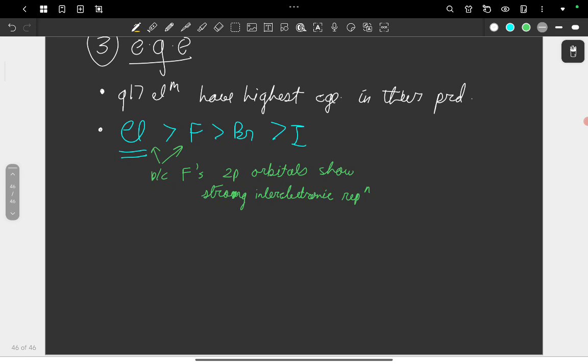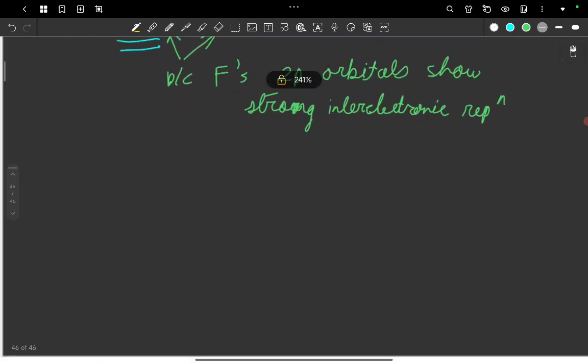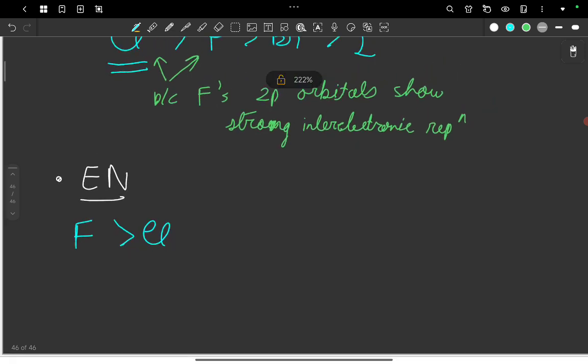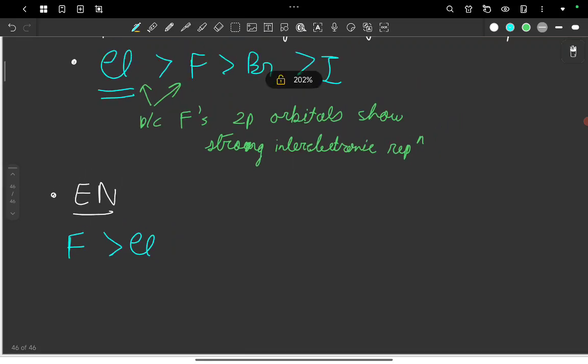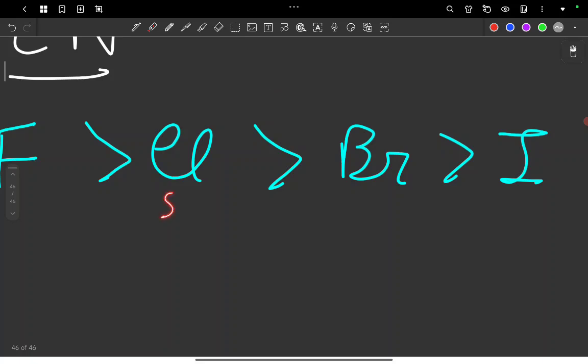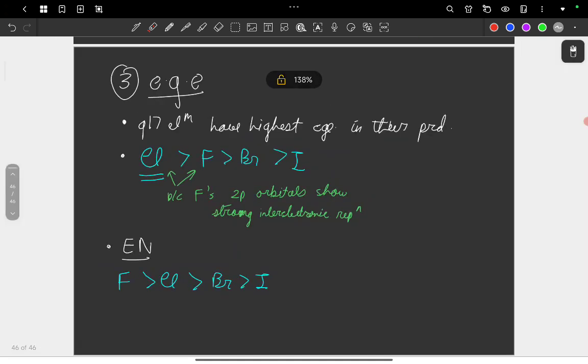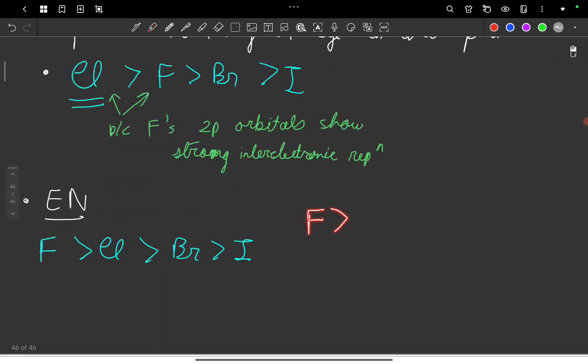Yeah. So this was it about electron gain enthalpy. And if we talk about electronegativity, it follows a simple trend: fluorine is the most electronegative element, followed by chlorine in group 17, otherwise it is followed by oxygen and nitrogen, and it decreases down the group very smoothly. One point you should know is that the electronegativity of chlorine is almost the same as that of nitrogen. This won't be asked to you, but I want you to remember it as a fact. The order is fluorine greater than oxygen greater than nitrogen, which is equivalent to chlorine.